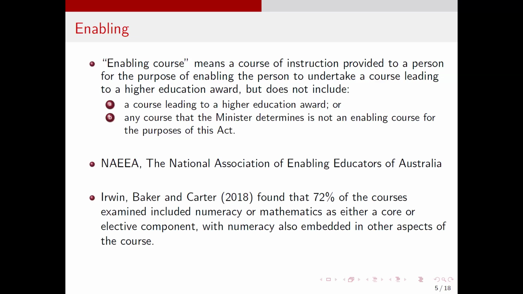And these people found that 72% of the courses, they did some survey across Australia, examined included numeracy or mathematics as either a core or elective component, with numeracy embedded in other aspects. So that's 72% had some sort of mathematical content in an enabling course.